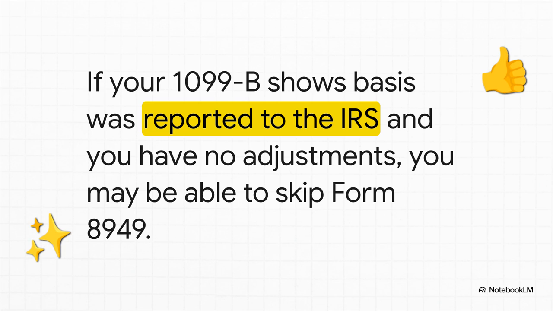For some people, you might be able to skip Form 8949 altogether. How? Well, if your broker's 1099-B form has all the right info and it's already been sent to the IRS, you might just be able to pop those totals right onto Schedule D. It's a fantastic shortcut, but you have to make sure you qualify.